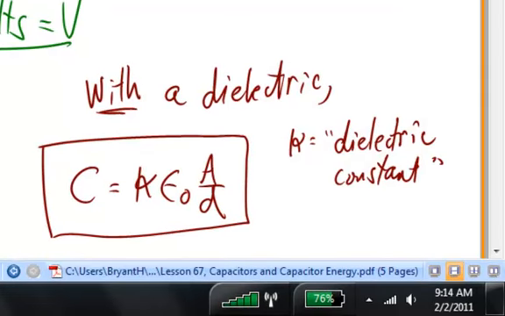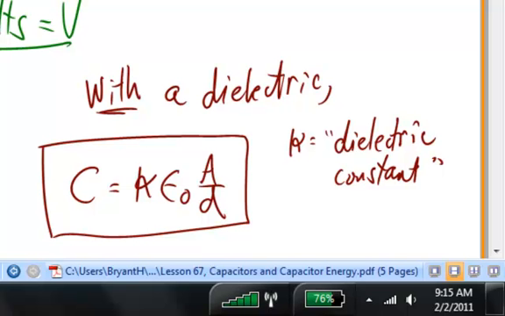Kappa is equal to 1 for the vacuum or for air, and it ranges up to a number of about 10 for some glass materials. The higher the number kappa is, the more effective the dielectric is at increasing the capacitance.